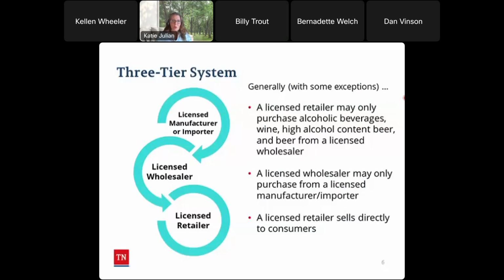A licensed wholesaler can only purchase from a licensed manufacturer or importer, and neither a licensed manufacturer, importer, nor a licensed wholesaler can sell directly to the consumer. However, again, there are some exceptions. There's always exceptions, right? We're going to address those a little bit later in this presentation.